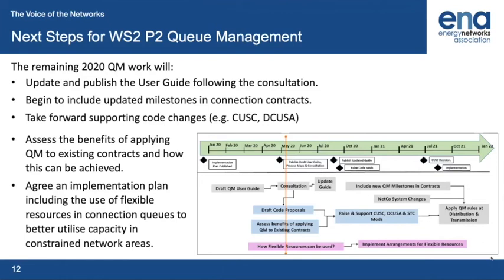So probably the best case in our sense of using queue management in anger and using it in the way that we envisage in the guide is probably middle of 2021, once those processes have gone through, if they go through reasonably smoothly.